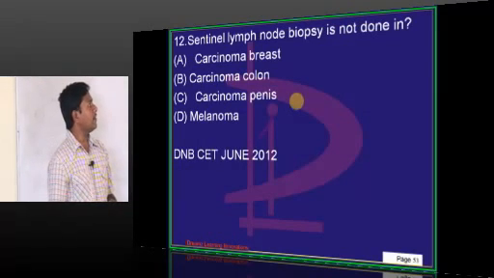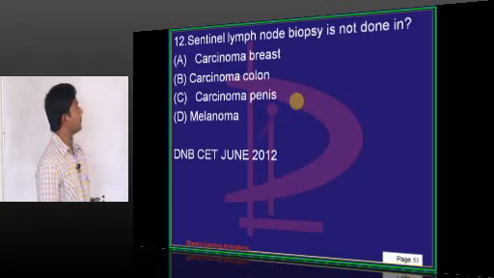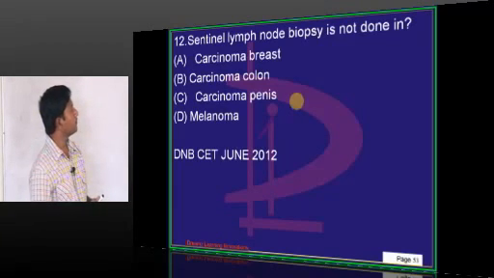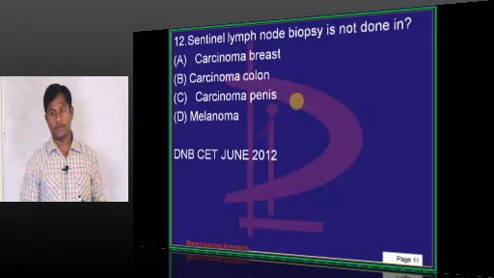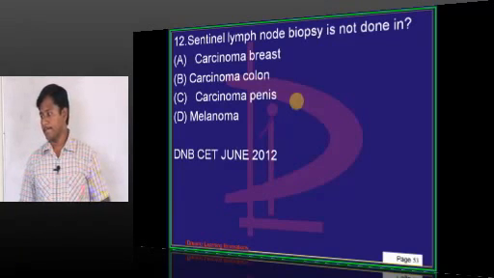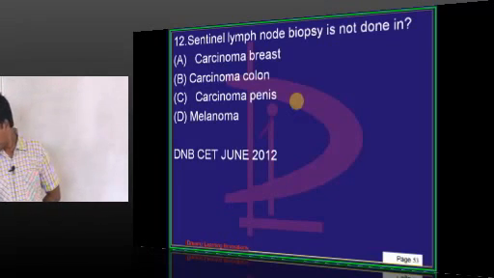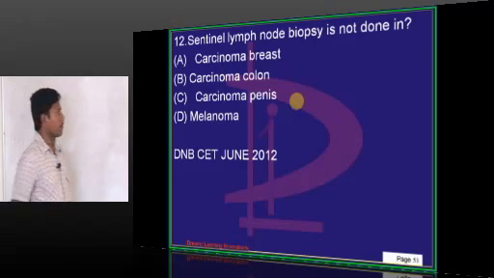Now, sentinel lymph node biopsy is not done in... C, yes, B.